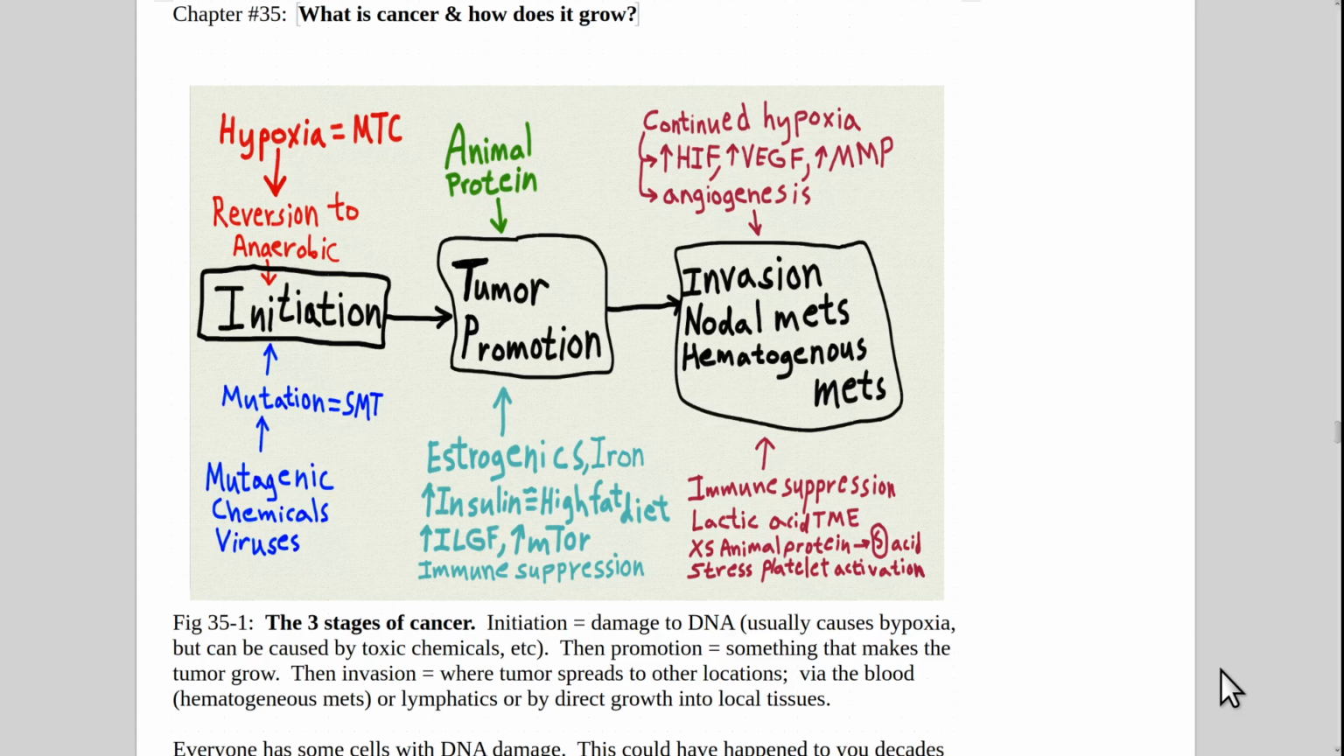Okay, this is chapter 35 of the book, The Medical Reformation, and the topic here is what is cancer? How does cancer grow? It's kind of a long chapter, so I'm going to split it into a couple parts. It'll probably be an A, B, and C, chapter 35, A, B, and C.